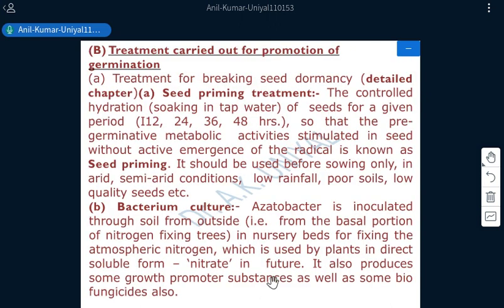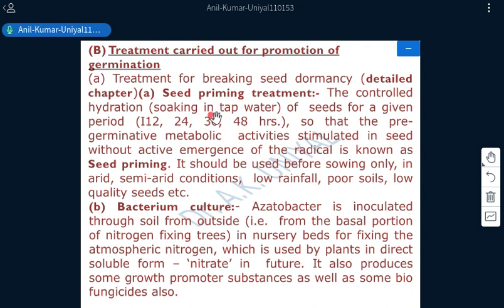rooms. Then we have the second category, that is the treatment carried out for promotion of germination, and the first of this category is treatment for breaking seed dormancy, which is discussed in detail in the chapter on seed dormancy.